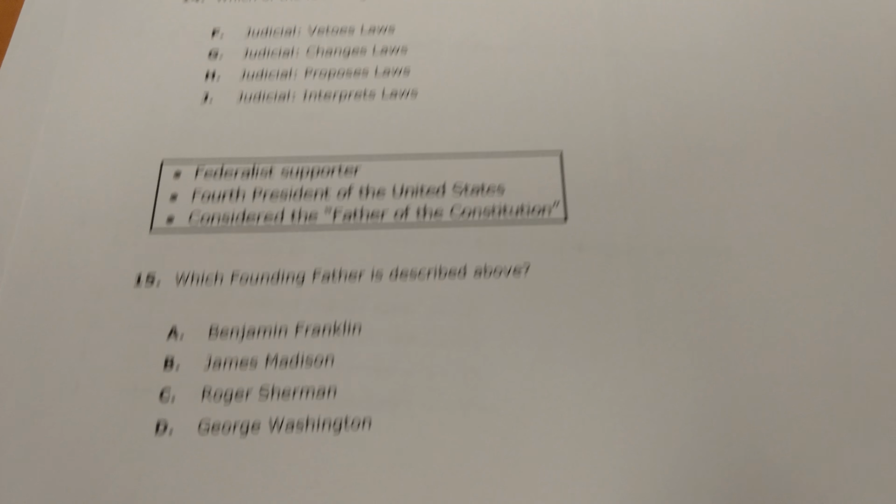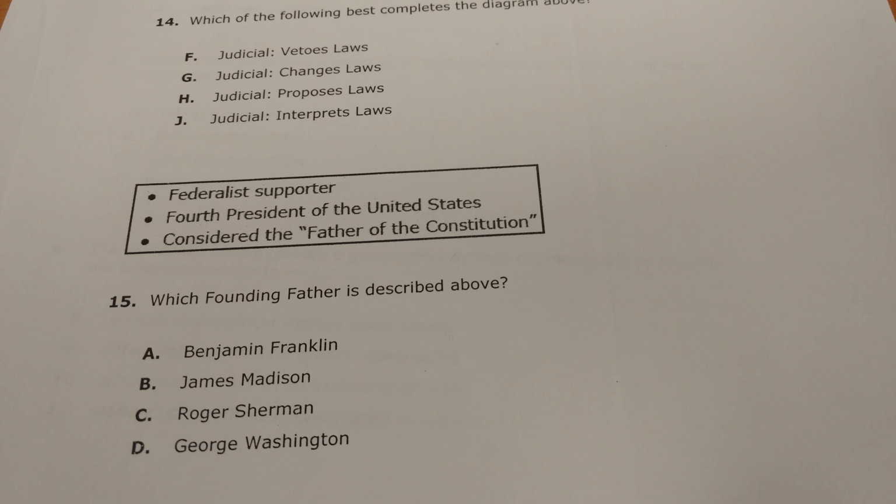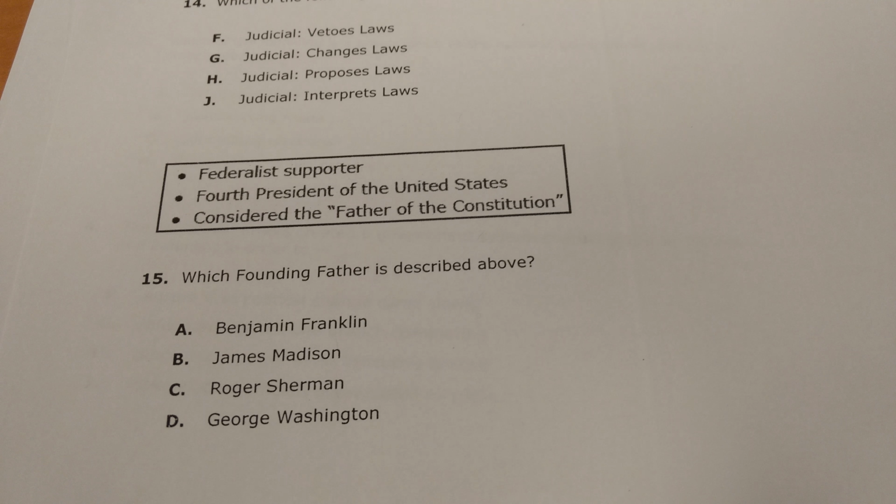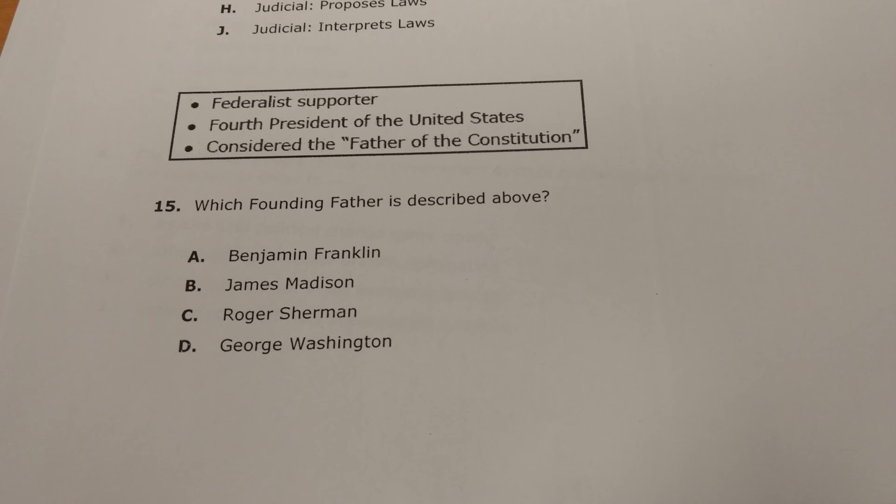Number 14. Which of the following best completes the diagram above? F. Judicial, vetoes laws. G. Judicial, changes laws. H. Judicial, proposes laws. J. Judicial, interprets laws. Number 15. Federalist supporter, 4th President of the United States, considered the father of the Constitution. Which founding father is described above? A. Benjamin Franklin. B. James Madison. C. Roger Sherman. D. George Washington.